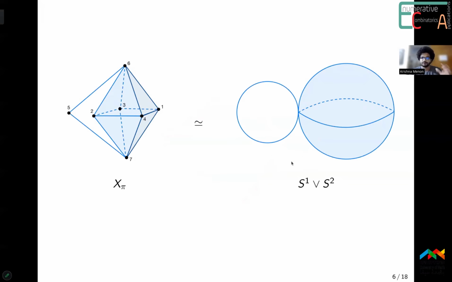So the sphere of one dimension, that is the circle, and the sphere of two dimensions, the usual sphere, that are touching at a single point. And in topology, we usually say that these two spaces are homotopic. And so in general, a wedge of some topological spaces just means you choose a point in each of those spaces and identify them. So S1 wedge S2, you're just choosing a point in S1, choosing a point in S2, and identifying them.